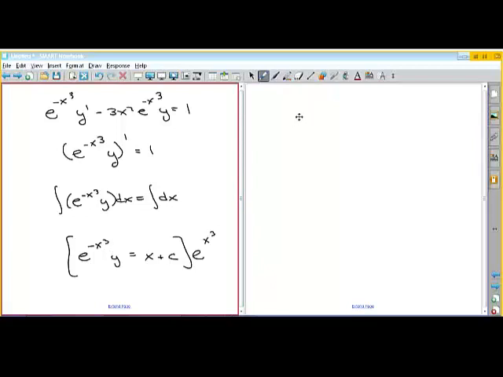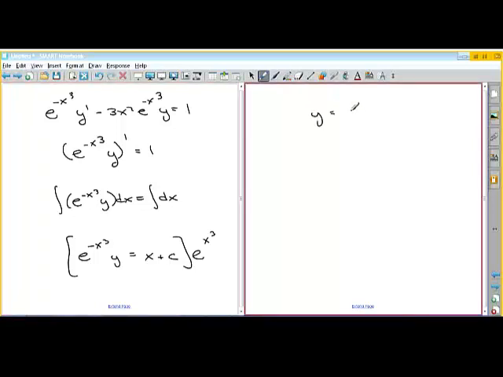So this times that is 1, which is e to the 0, which is 1. So you'll get y is equal to x e to the x cubed plus c e to the x cubed. And that's your solution. You could factor out e to the x cubed if you wanted to. You would get e to the x cubed times x plus c. That would be another way of doing it.